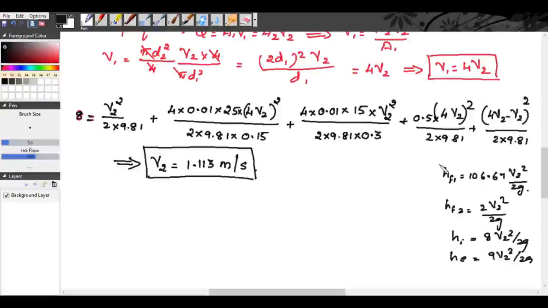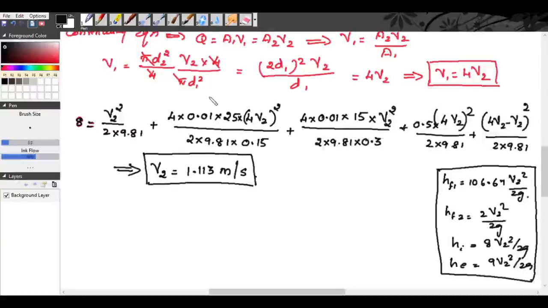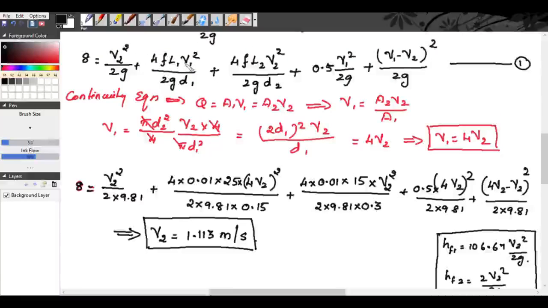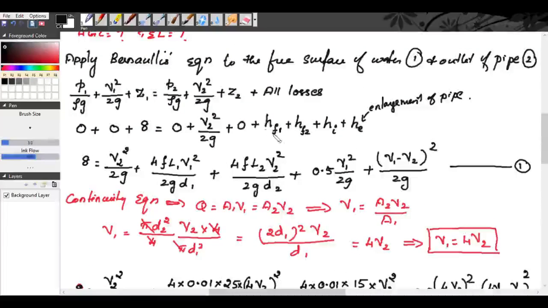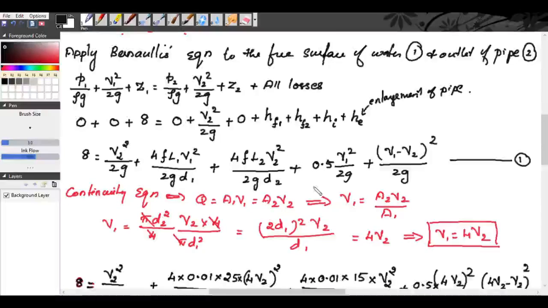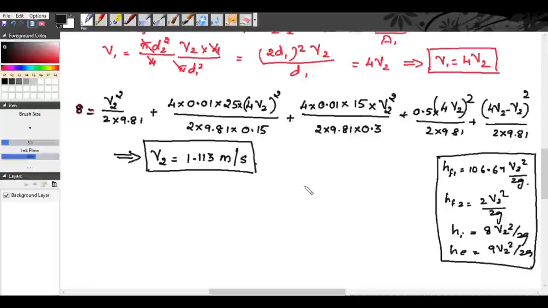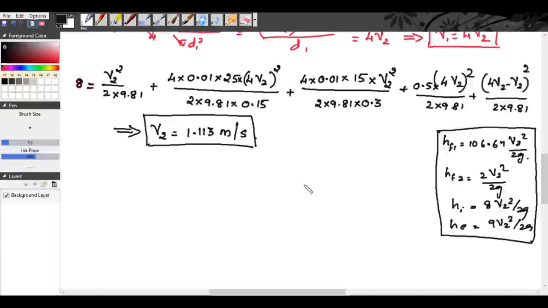And this is just from an exam point of view. If you find these things separately, even if you make some mistake in the calculation, you will get the marks for these steps. Here I have substituted everything together. You try to find HF1 separately, HF2 separately, HI separately, HE separately, then substitute. So that will be easy for you, for exam point of view, that's all.